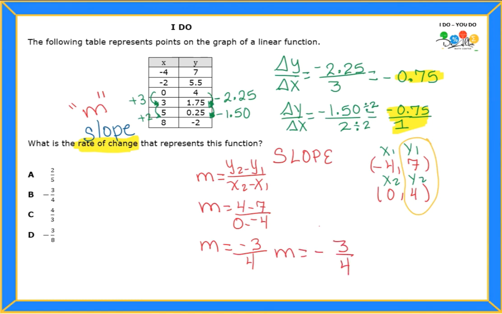And I know what you're thinking. Miss, I didn't get the same answer as the top rate of change. It is the same. Negative 3 over 4 is the same as negative 0.75. Think about the 3/4 as quarters. You have 3 out of the 4 quarters that are in a dollar. How much money is that? 3/4 is 75 cents. Therefore, 3/4 is the same as 0.75. So my answer for this will be letter B. Very good.